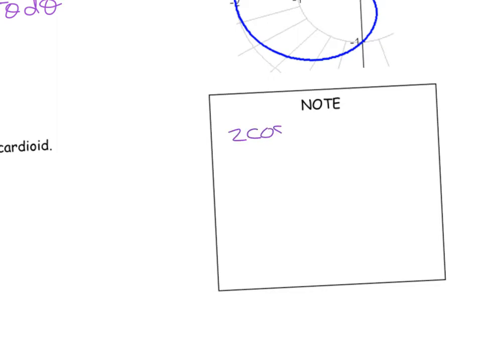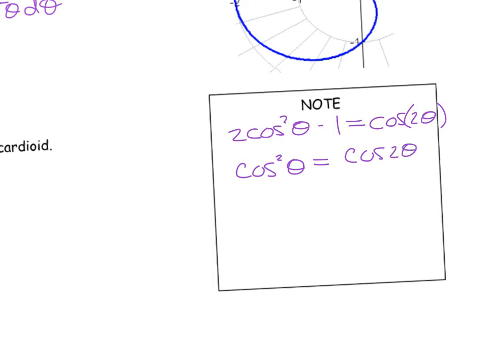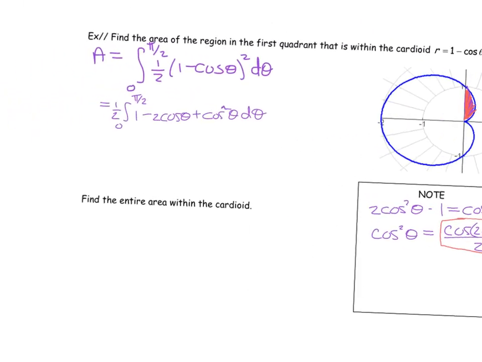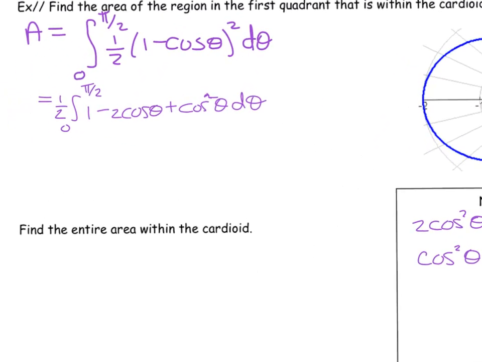You may recall that 2 cosine squared theta minus 1 is equal to cosine of 2 theta. Which means that if I solve for cosine squared, it's equal to (cosine of 2 theta plus 1) divided by 2. And this is actually easy to take the antiderivative of. It's easier than cosine squared. So we'll use that and make a substitution.